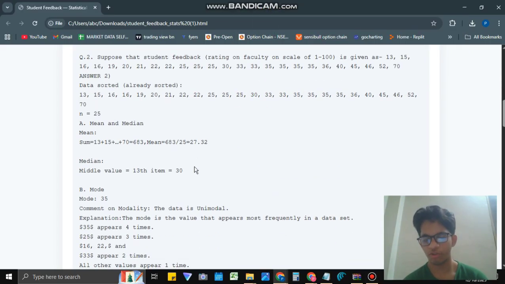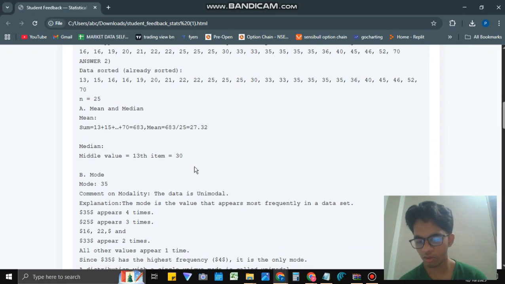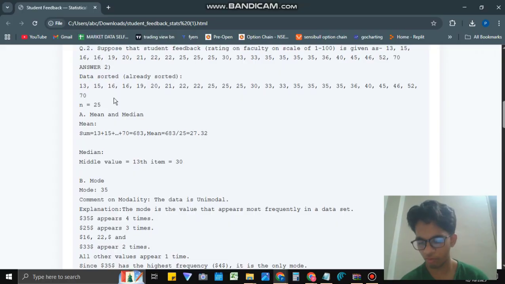Then we have question 2, in which we are given a data set of student feedback. This is the data, which is already sorted. The first task is to find the mean rating and the median. For finding the mean, we add all of these and divide by the total number of data points, which is 25, so the mean will be 27.32.